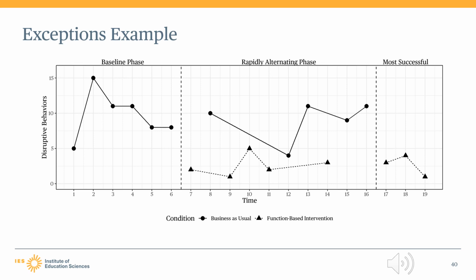If the authors described in the text that they used unrestricted randomization to assign data points to the conditions during the rapidly alternating phase, this finding would be potentially eligible to meet the WWC standards. If the authors did not use randomization or did not mention it in the text, this finding would receive a rating of does not meet WWC standards.